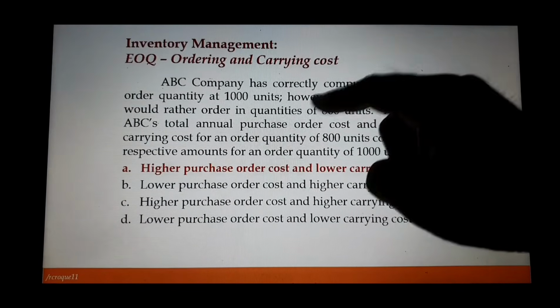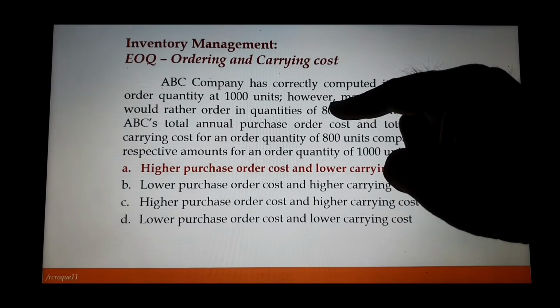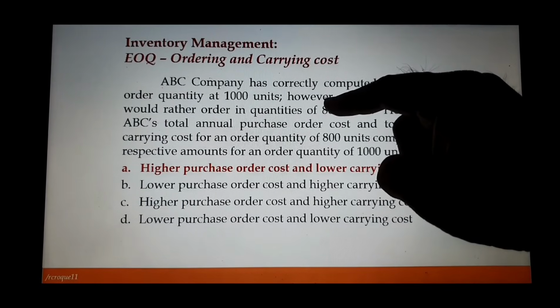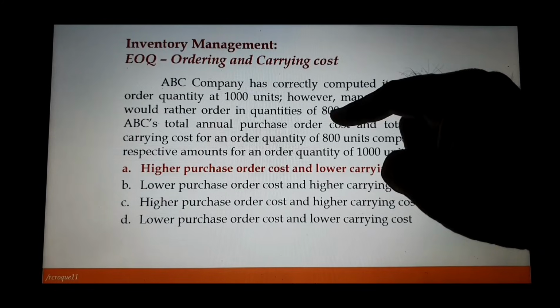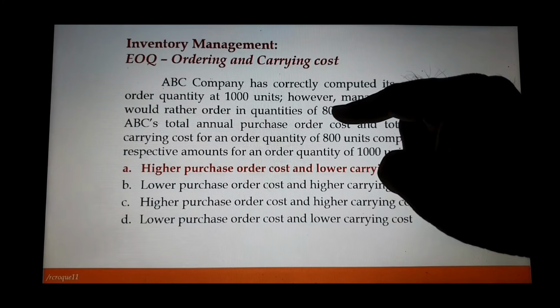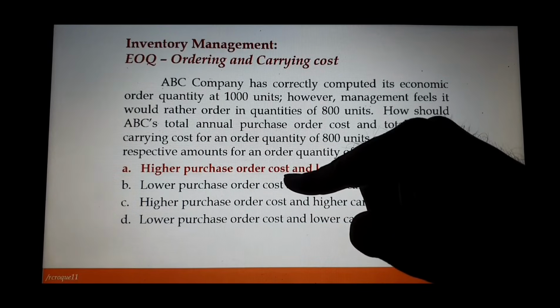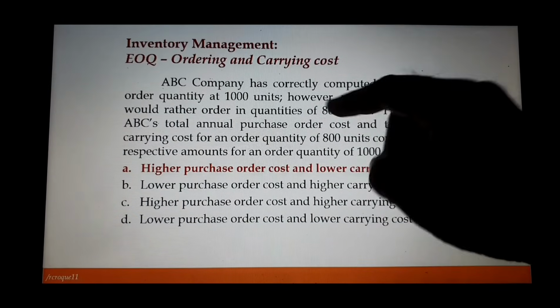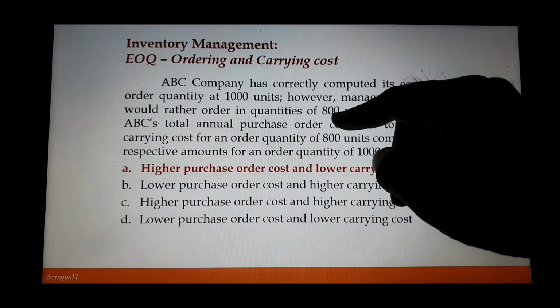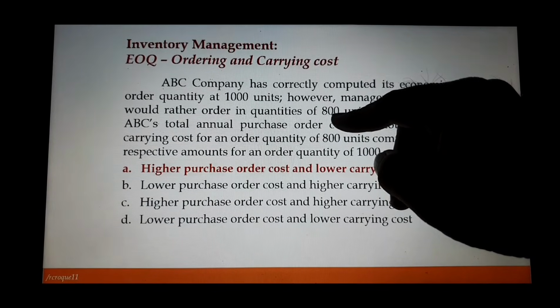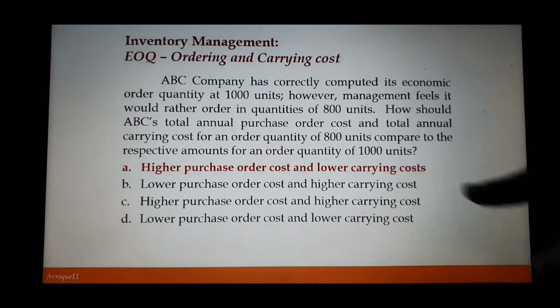Ibig sabihin, kung less yung magiging size ng order natin for the entire year to satisfy the annual demand, we have to order more number of times. Okay? If we order more number of times, that would mean higher purchase order cost. But since we will be ordering 800 units, less units, the carrying cost associated with it is lower. So, the answer is really A.